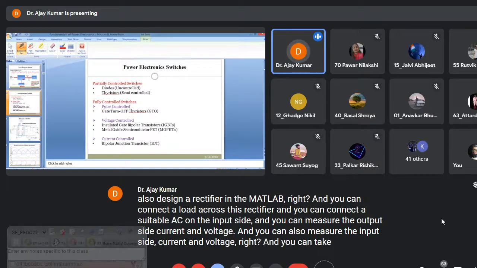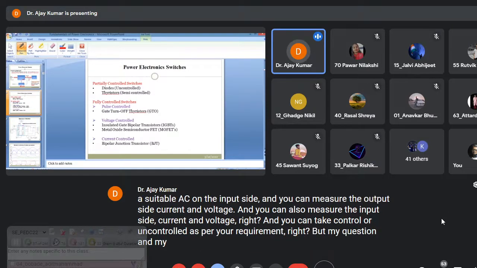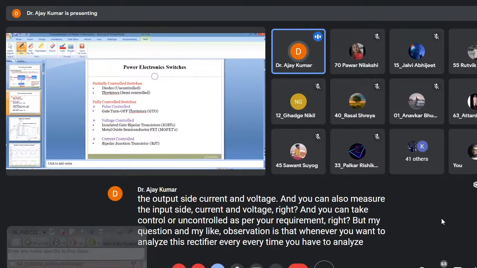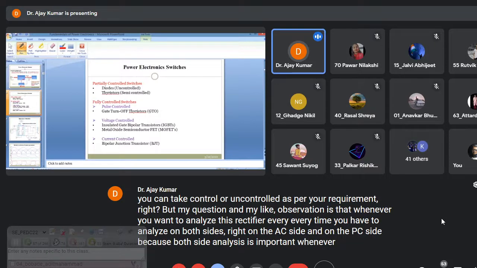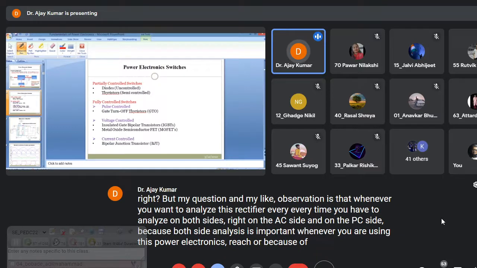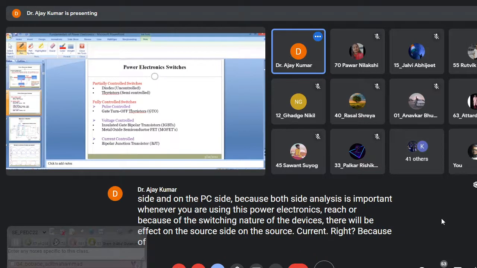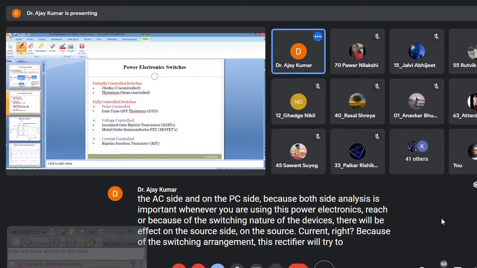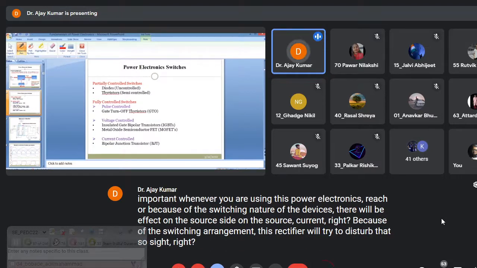But my question and my observation is that whenever you want to analyze this rectifier, every time you have to analyze both sides, right? On the AC side and on the DC side, because both side analysis is important. Because of the switching nature of the power electronic devices, there will be an effect on the source side, on the source current, right? Because of the switching arrangement, this rectifier will try to disturb the source side current, and this can be carefully observed by the analysis on the AC side and on the DC side.